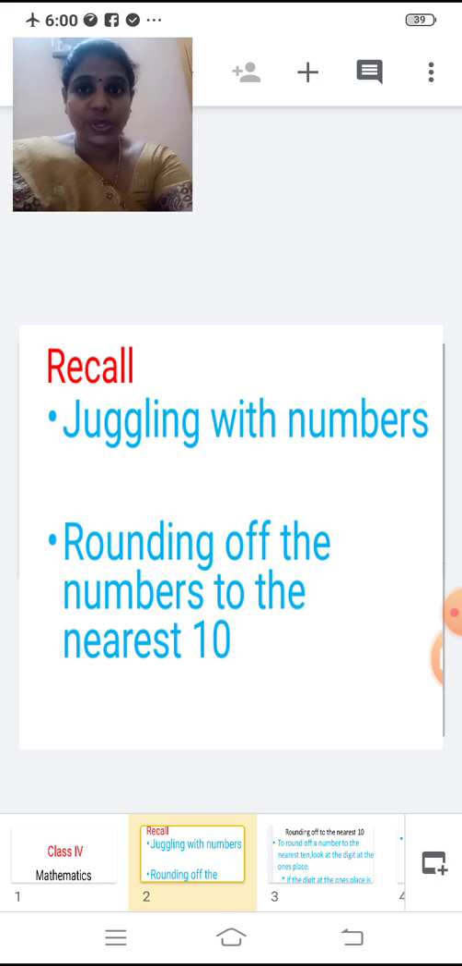Last class we saw juggling with numbers and how to build the greatest and the smallest 5 and 6 digit numbers, isn't it? So you're all clear in that? Yes. And also we saw rounding off numbers to the nearest 10. So today we'll revise that one more time, rounding off to the nearest 10, and we'll see rounding off numbers to the nearest 100 and 1000. Are you all ready, children?